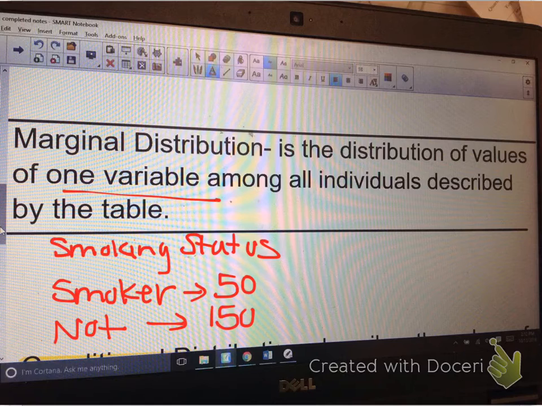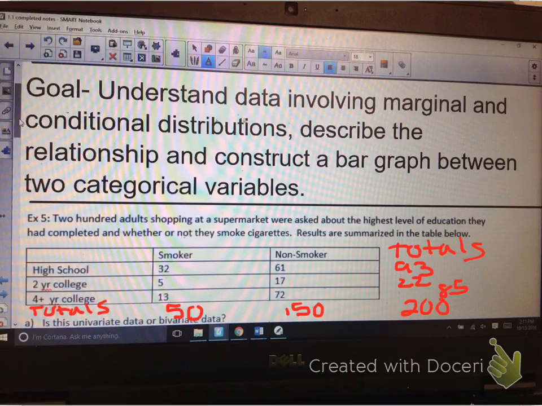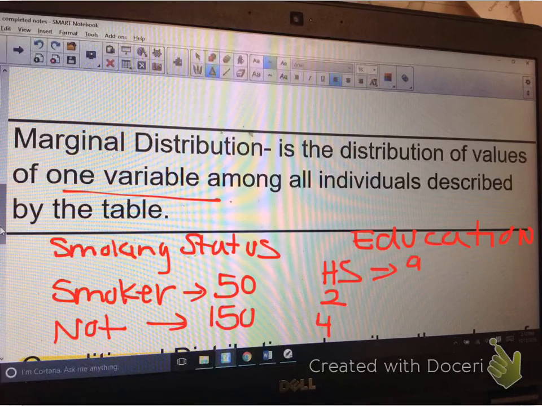And then the next marginal distribution we could do would be the level of education. So I believe it was high school, 2-year college, 4-year or more college. And I think the totals were 93, 22, and 85. So that's what we call the marginal distribution, looking at the totals for just one of the variables.